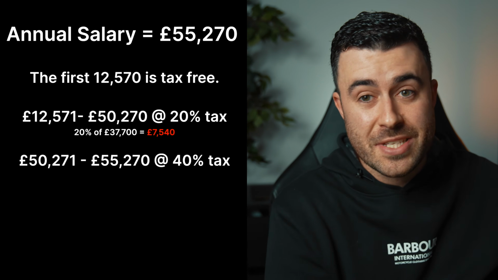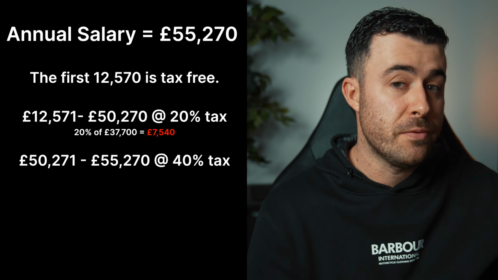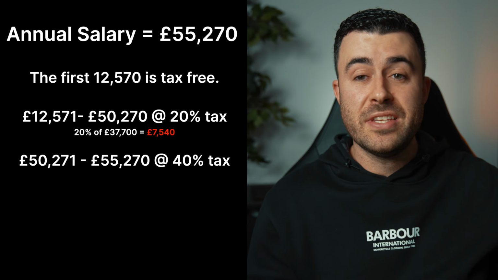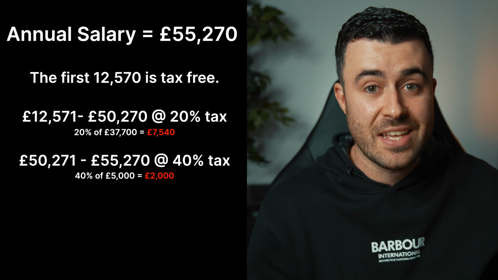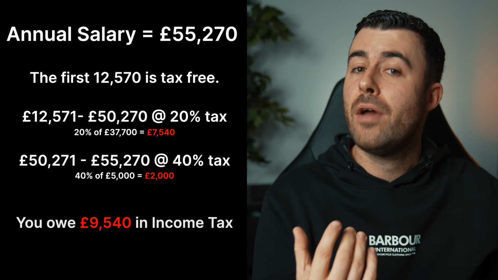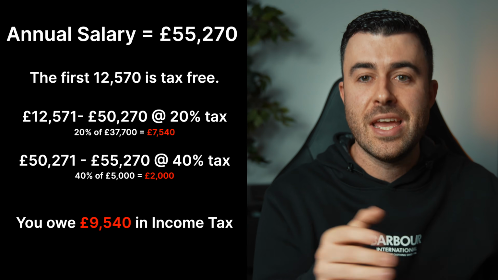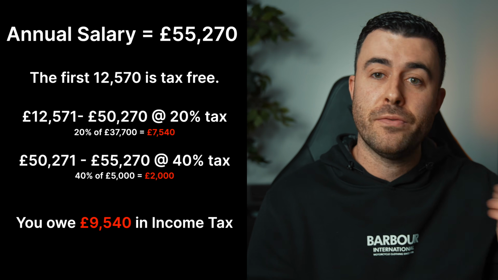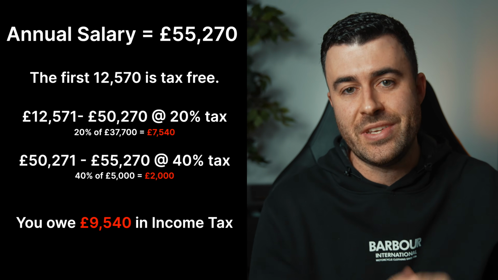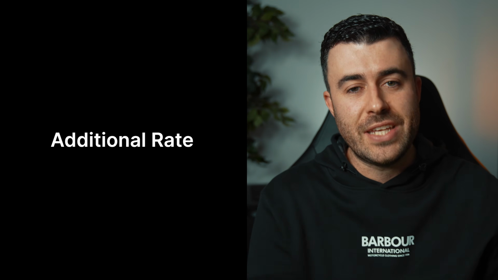This means at 20% you'll pay £7,540 in tax, at 40% you'll pay £2,000 in tax, and then this gives you a total of £9,540 in income tax that you'll have to pay on your £55,270 salary. Next up, we have the additional rate.